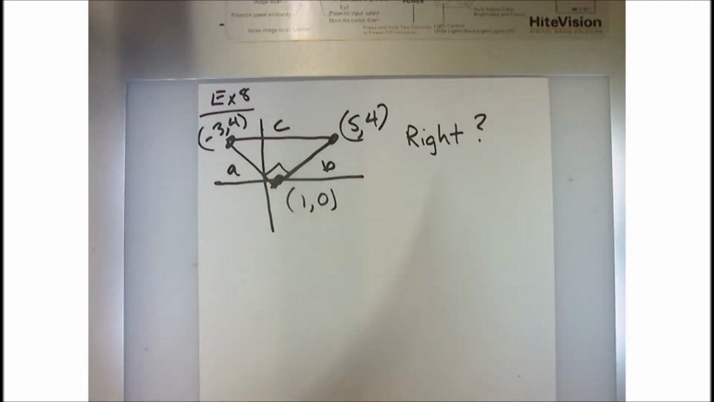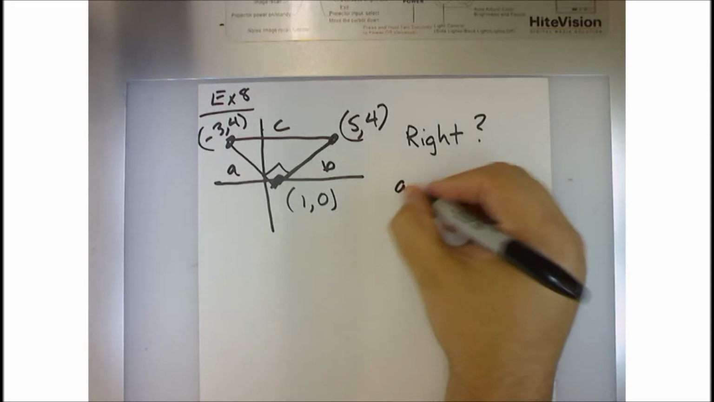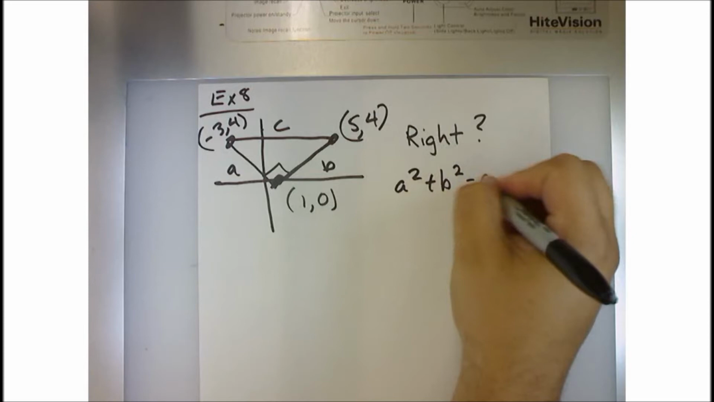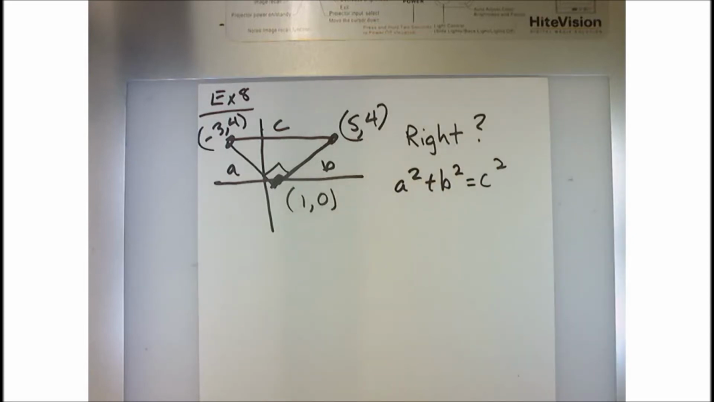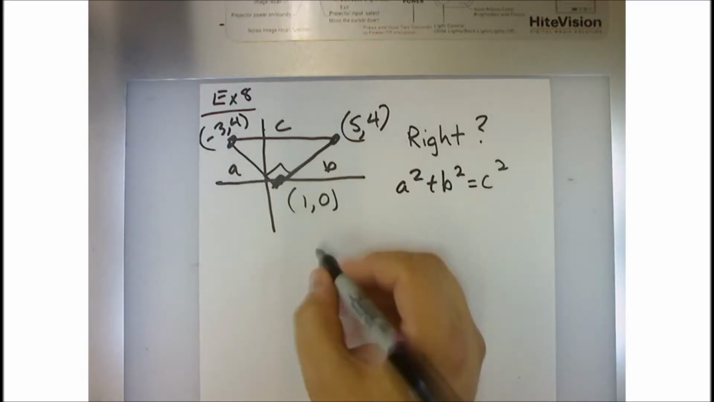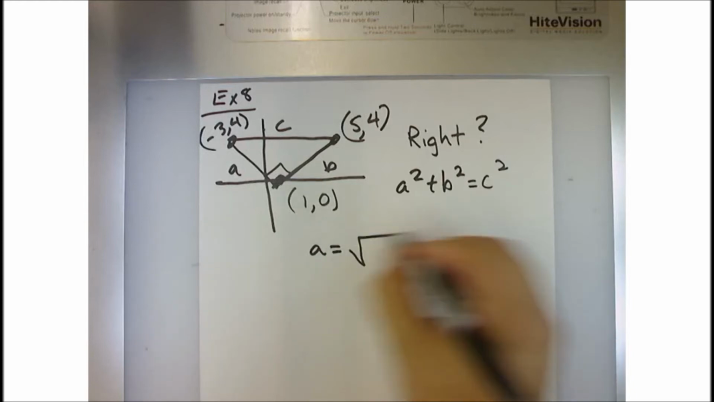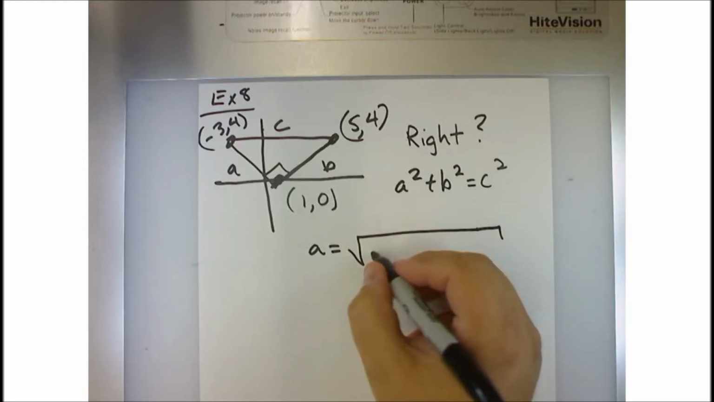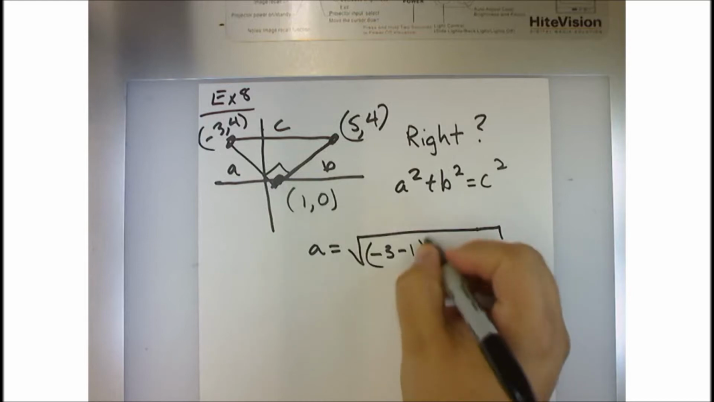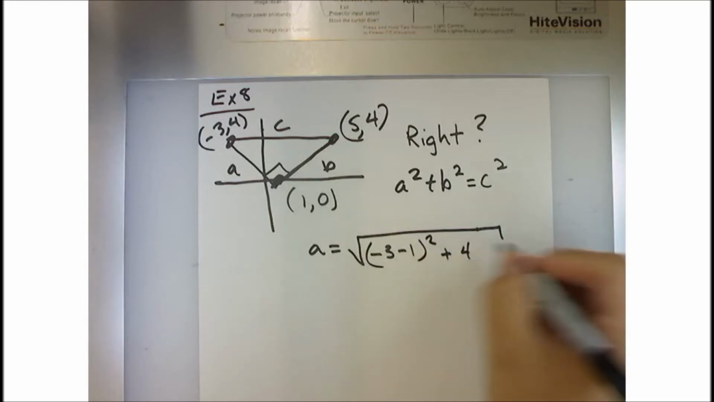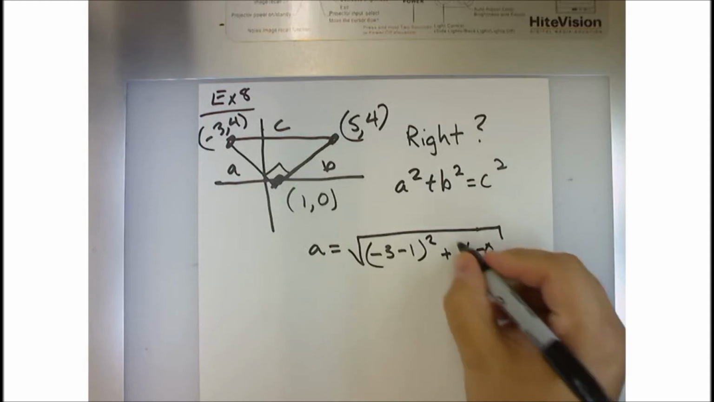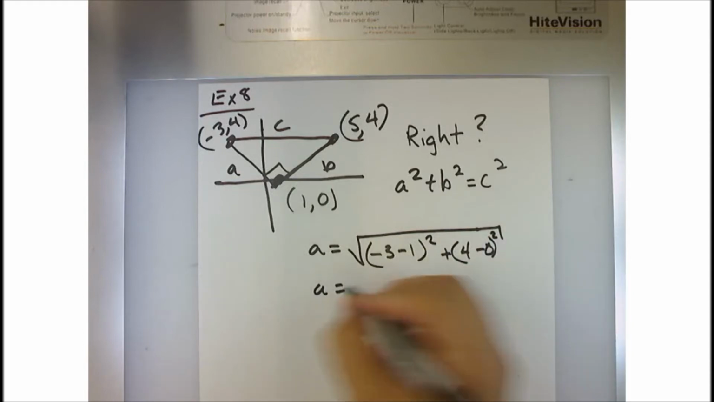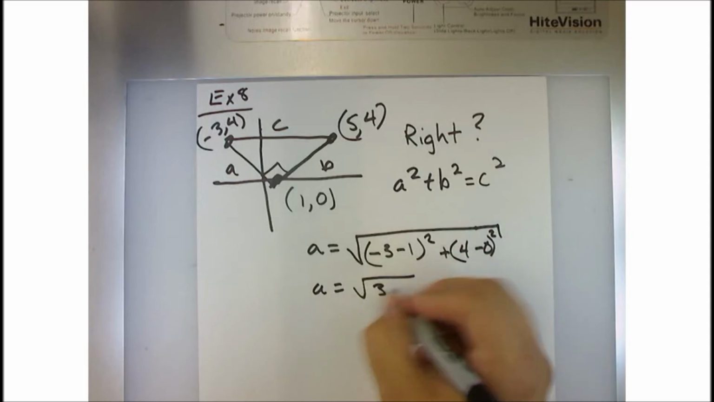And what's the relationship between A, B, and C on a right triangle? Absolutely correct. A squared plus B squared is equal to C squared. So I just need to find what? I just need to find the distance. The distance from this point to this point is the length of the side A. And so I'm just going to plug in the numbers. It would be -3 minus 1 squared plus 4 minus 0 squared. So A would equal, if you crank through the math, the square root of 32.